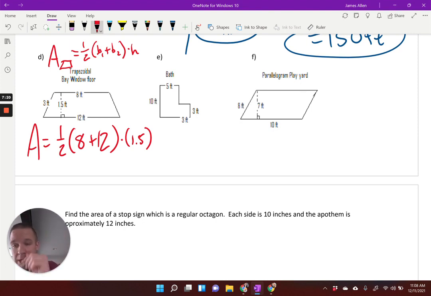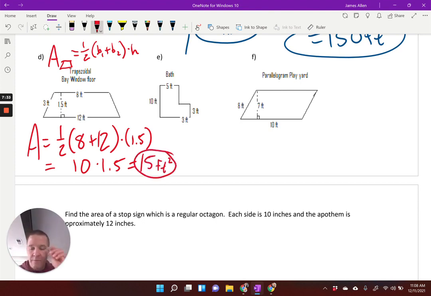So if I plug this all in, I've got 1/2 times 20. If I do a little bit of mental math here, that's 10 times 1.5. That's going to be 15 feet squared. All right? If you plug that all in your calculator, you should get the same thing. Cool. Awesome. Fantastic. I like to do a little mental math whenever I can.